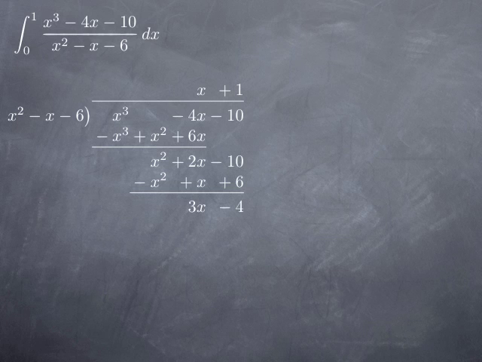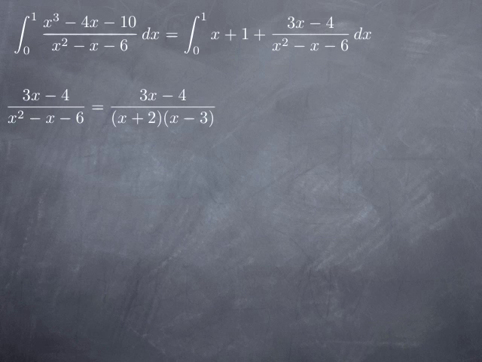We divide x cubed minus 4x minus 10 by x squared minus x minus 6, and we find x plus 1 as a quotient and 3x minus 4 as a remainder. You can check the work in here, and this is probably a good exercise for you. So that means that we can rewrite our function as x plus 1 plus 3x minus 4 divided by x squared minus x minus 6, and in this latter fraction the degree of the top is less than the degree of the bottom.